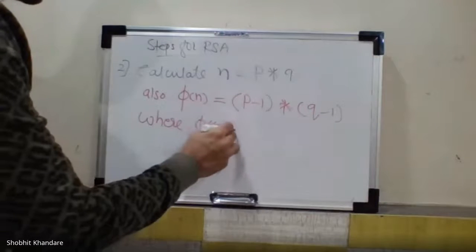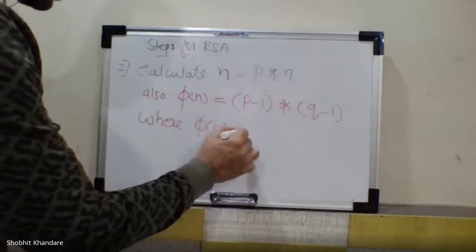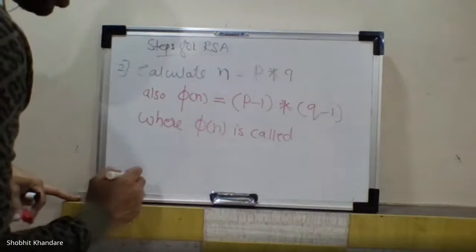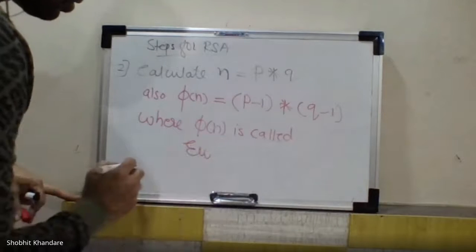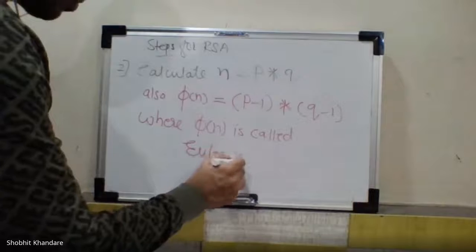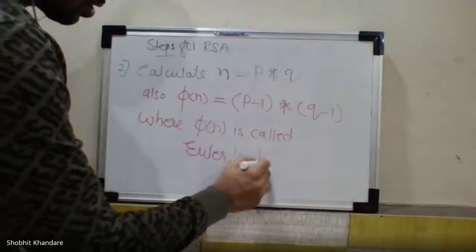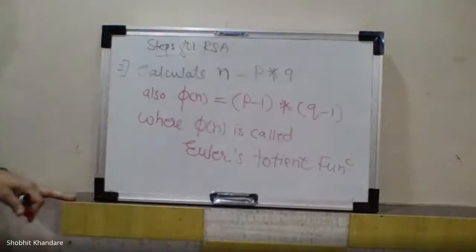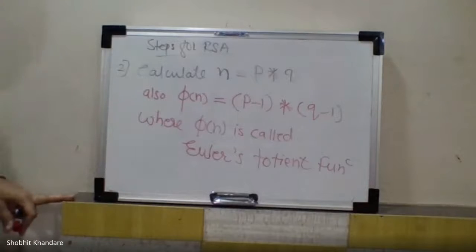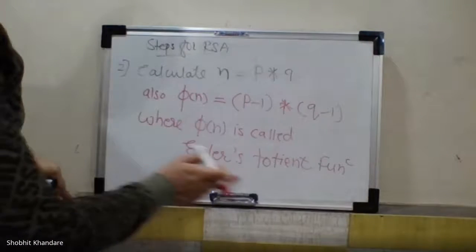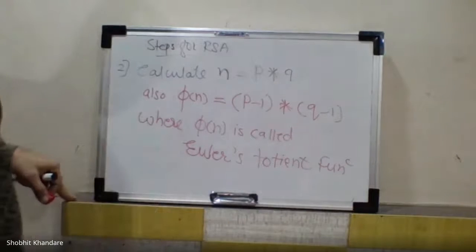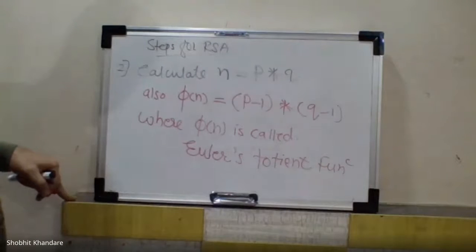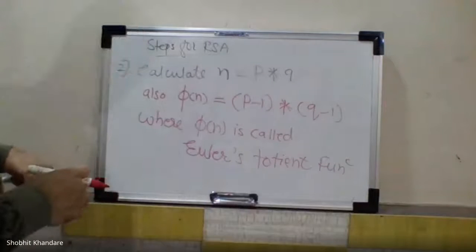phi of n is called Euler's totient function. It is spelled E-U-L-E-R apostrophe S, Euler's totient function. Here phi of n is called Euler's totient function. So we'll see what Euler's totient function is and how you get phi of n. I will take this afterwards when we see the example.